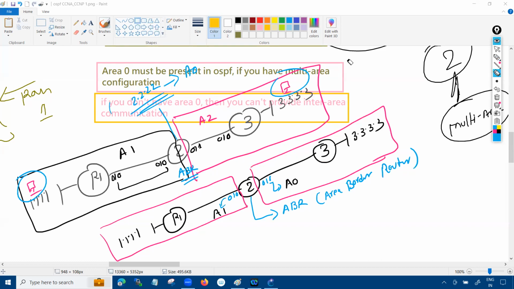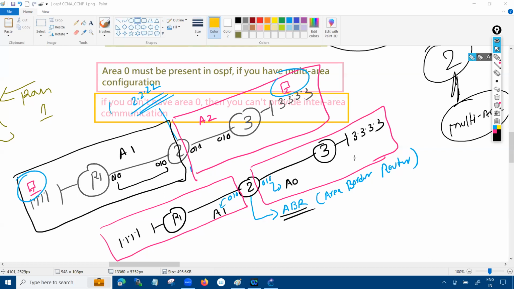But if you're not going to enable area 0 on this loopback, then there will be no ABR. And if there is no ABR, you won't have communication between this guy and this guy. So area 0 must be present, because of area 0 you will have an ABR. The condition for an ABR is that at least one interface should be a part of area 0. So on router 2, this interface is a part of area number 1, and this interface is a part of area number 0. So router 2 will become the ABR.